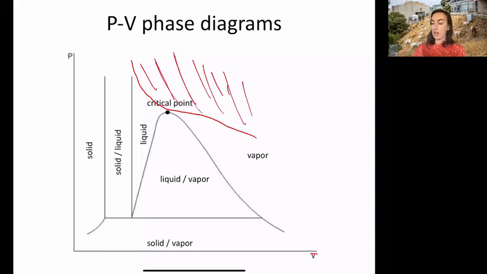And then the last area of note is what was the triple point on the PT diagram actually becomes a triple line now on our PV diagram.